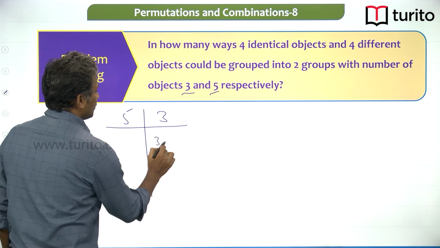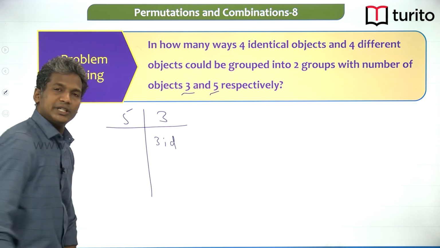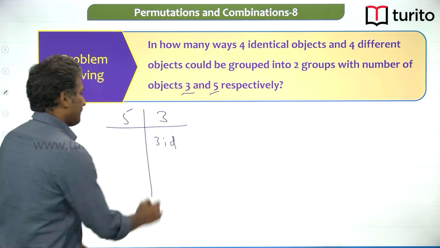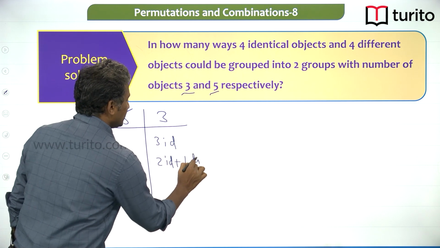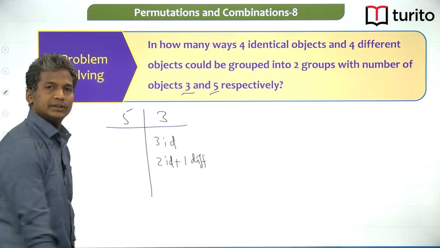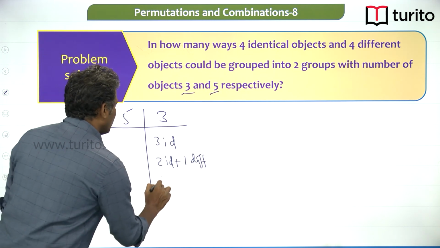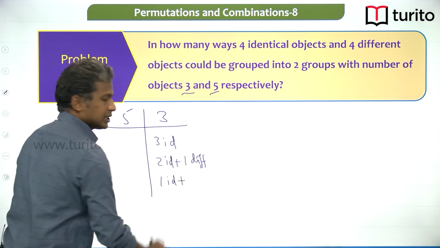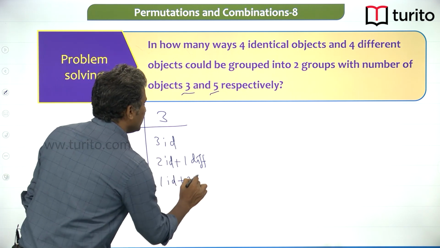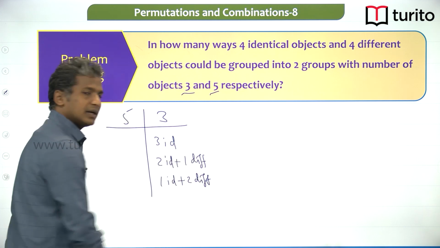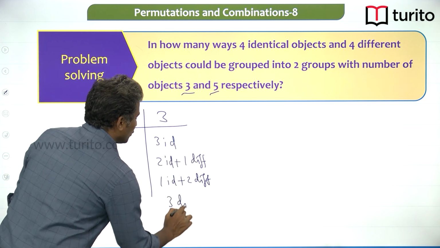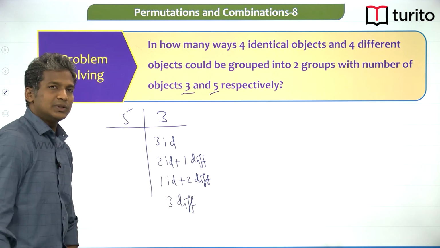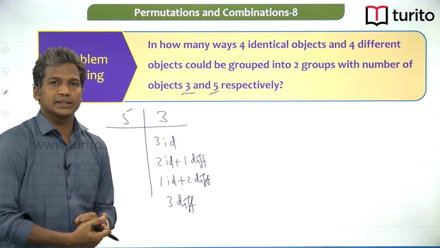So, we can have all 3 identical objects, this is one case. 2 can be identical, 1 can be coming from the different objects, right, or 1 can be identical object, the other 2 can be different objects, right. Similarly, all 3 can be different objects also. So, these are the total possible cases.